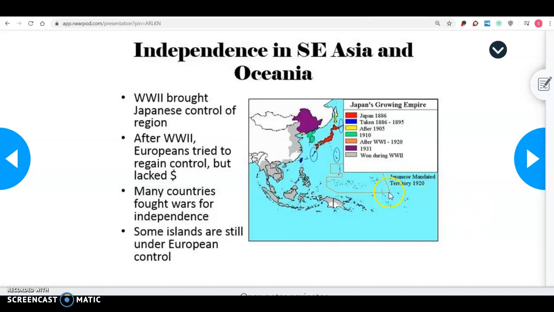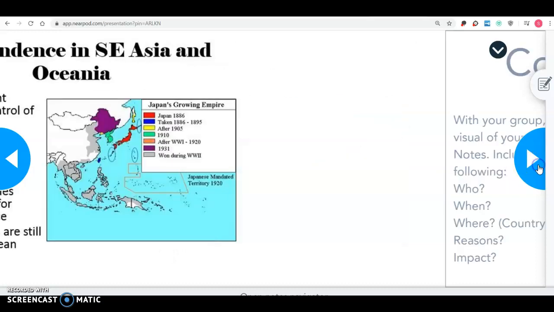So there's still colonies in the Pacific Ocean that are still under European control. There are territories of England, territories of France, territories of even the United States that we have for military reasons. It could be strategic reasons why we have those areas just to kind of keep peace and keep control.